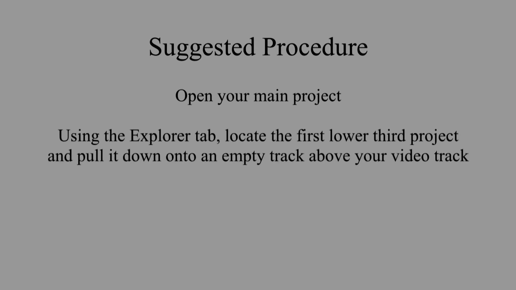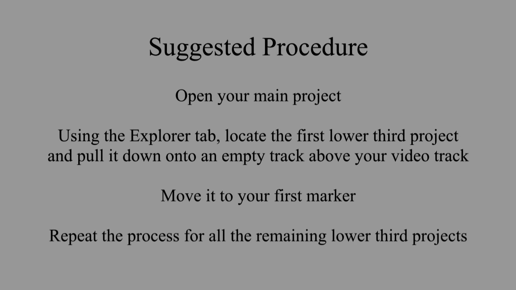Open your main project, then open Vegas Pro's Explorer tab and locate the first lower third project. Ensure you have an empty track above your main video track and pull this project down onto it. The lower third project will be converted into a nested timeline. Move this nested timeline to your first marker. This is where appropriate naming of your lower third projects pays off. Repeat this procedure for all your remaining lower third projects, placing them at the appropriate places on the timeline.